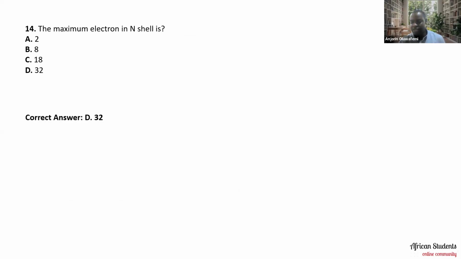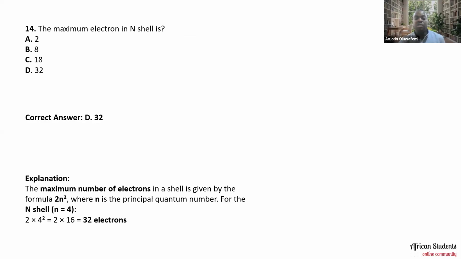Okay. The maximum electrons of nitrogen in N shell is it 2, is it 8, is it 18, or 32? So the answer to this one is actually 32. So the maximum electrons in the N shell is 32. The maximum number of electrons in a shell is given by the formula 2n squared, where n is the principal quantum number. For the N shell, n equals 4. So 2 times 4 squared gives us 2 times 16, which is 32 electrons.